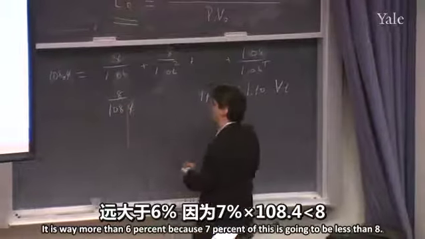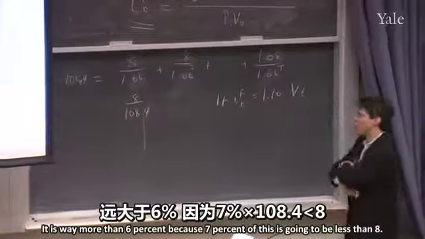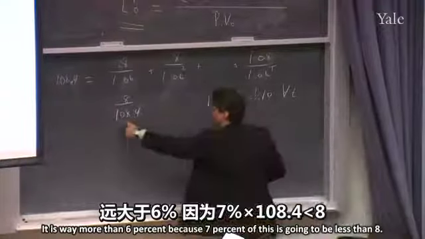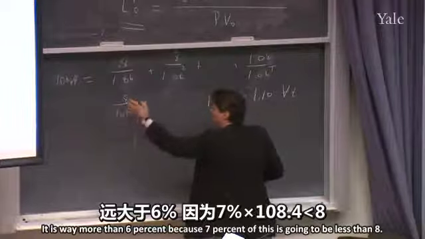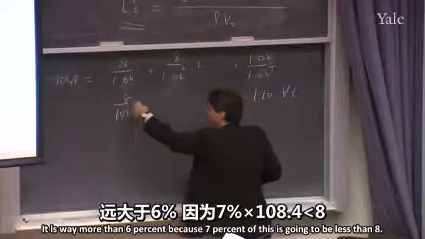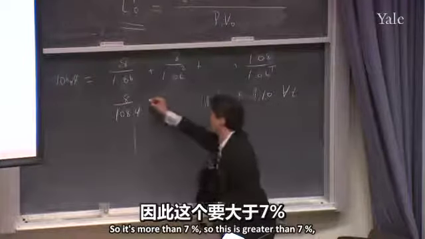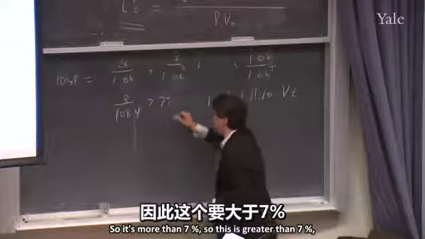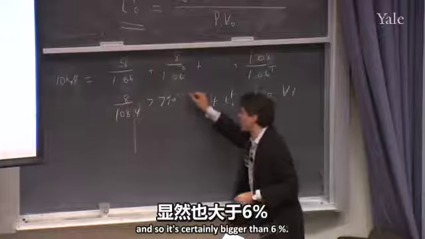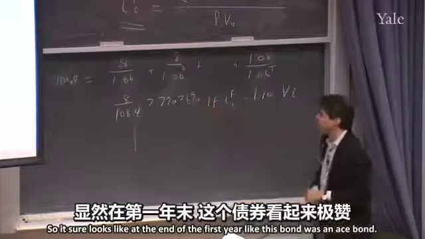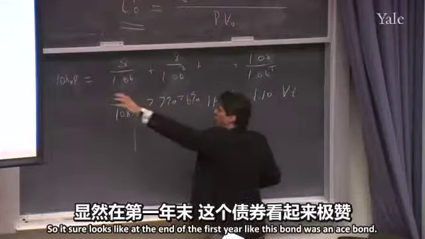It's way more than 6%, because 7% of this is going to be less than 8. So it's more than 7%. So this is greater than 7%, and it's certainly bigger than 6%. So it sure looks like at the end of the first year, this bond was an ace bond.